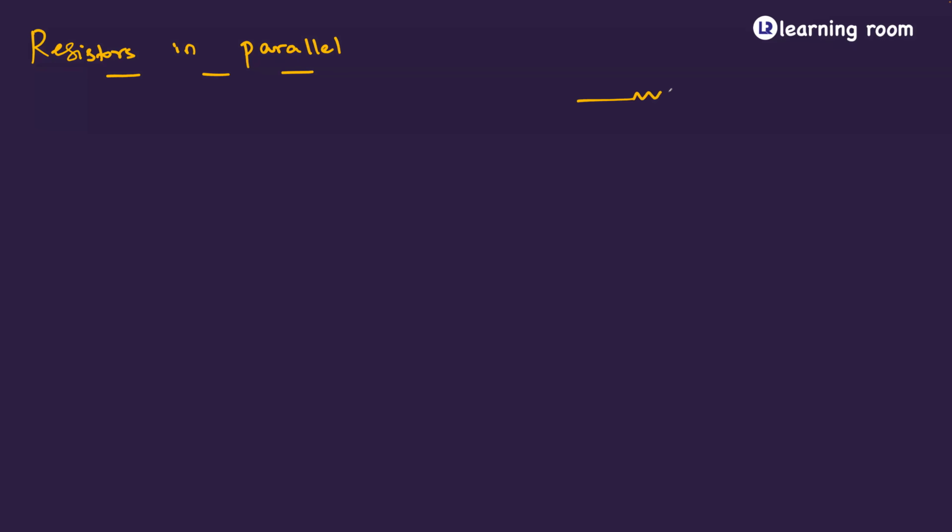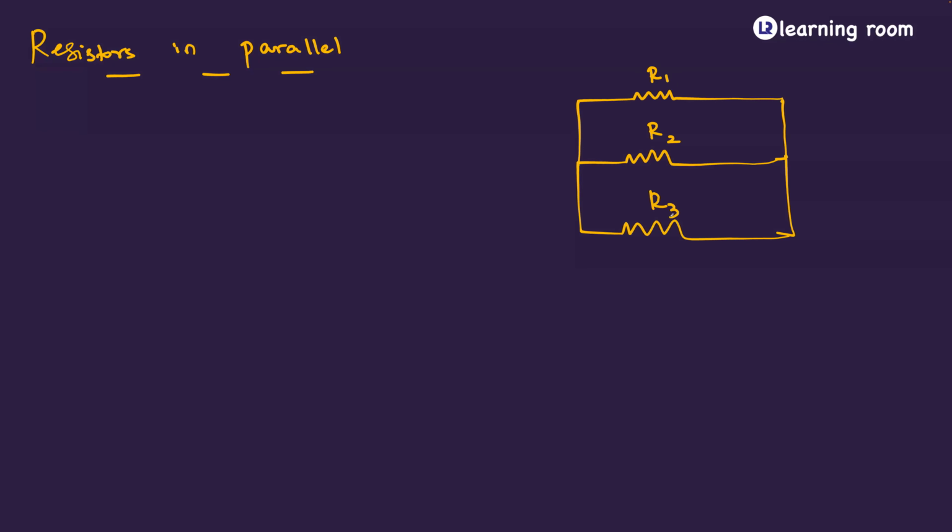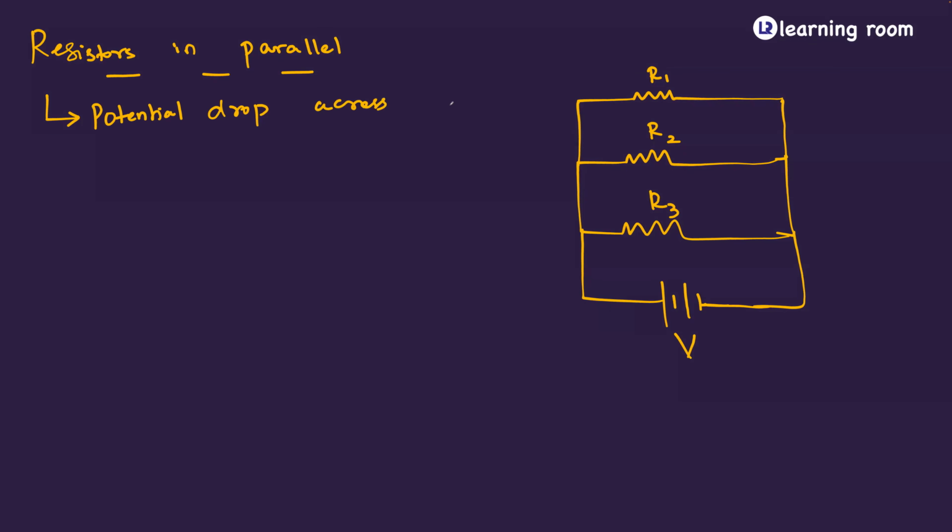So when we take the resistors like this, I call them R1, R2, and R3, and let's say they are connected across a potential source of V. So first thing that we can make a note of here is, when we say resistors are connected in parallel, the potential drop across all resistors is the same.